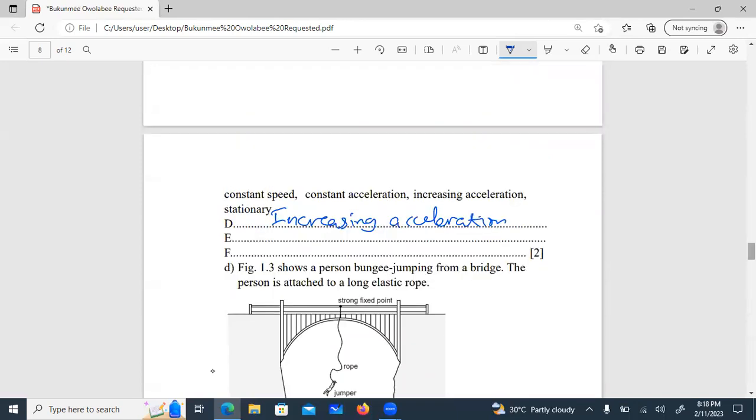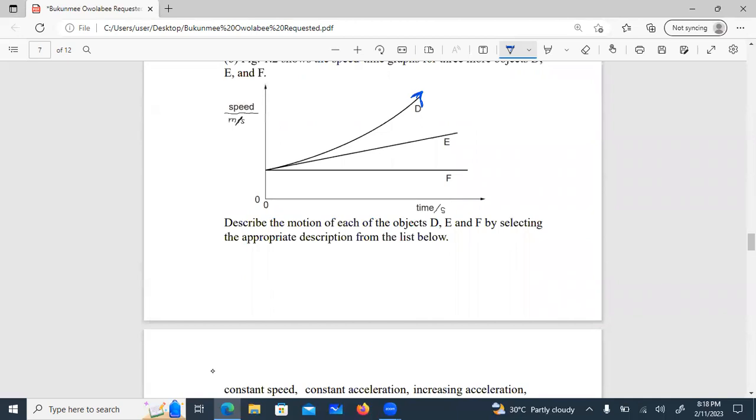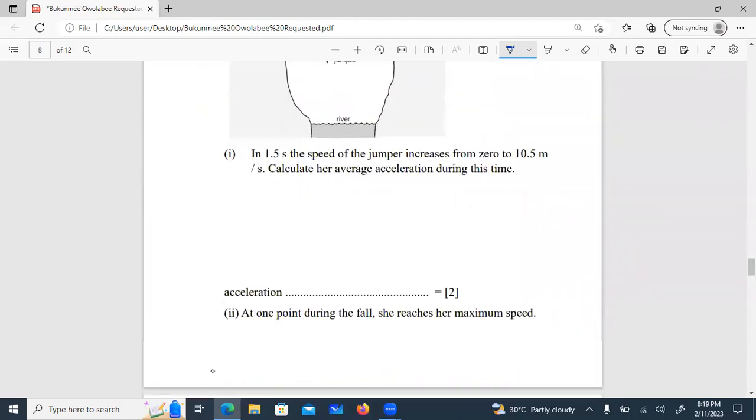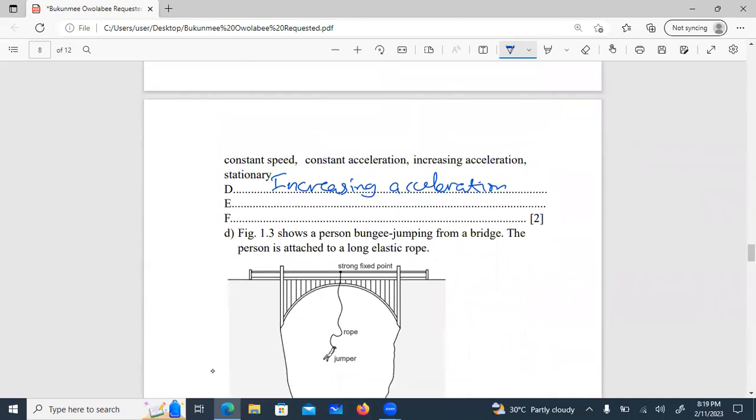So let us see E. E is just a straight line. That shows the acceleration is constant. And F, the horizontal line here, shows that the speed is constant. The speed is not increasing with time. So F shows that the speed is constant. For E, we have constant acceleration. Why? Because we have a straight slope. That's why we call it constant acceleration.